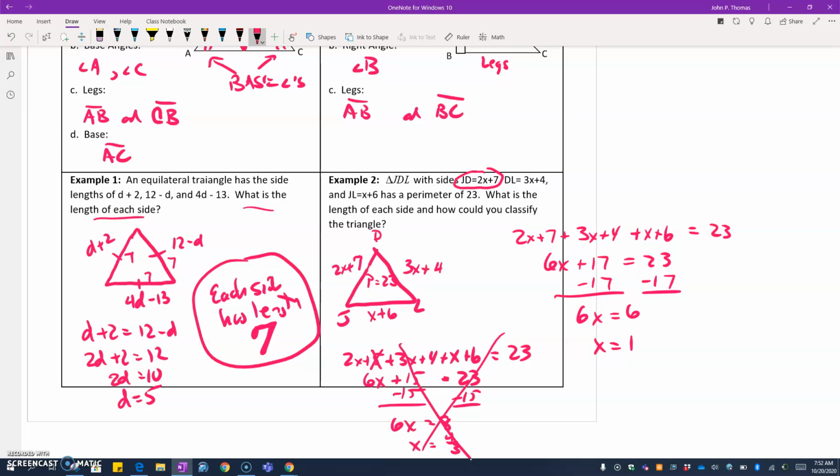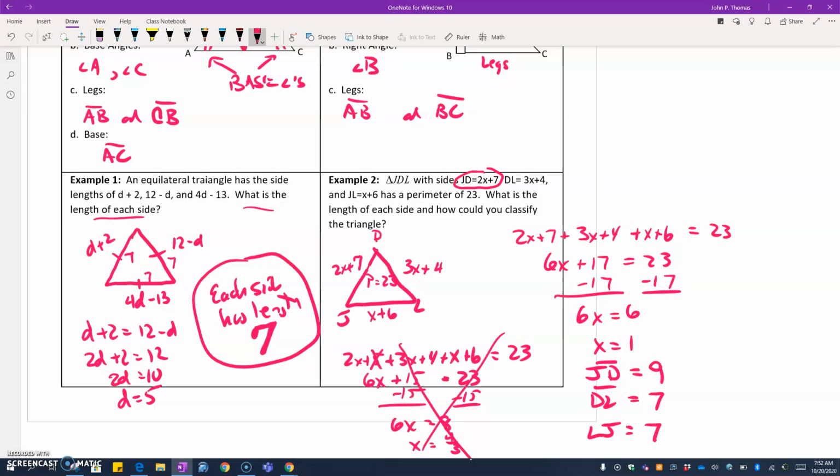So I have x equals 1. It asks me what is the length of each side. So I'm going to plug that 1 back in, and we've got JD is going to be 2 times 1 plus 7, which is going to be a 9. Then we have DL. DL is going to be 3x plus 4. So 3 times 1 is 3 plus 4 is 7. And LJ is going to be 1 plus 6 or 7.